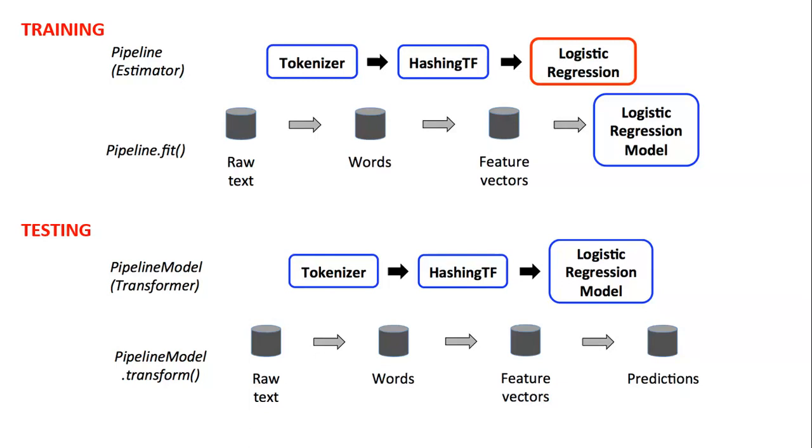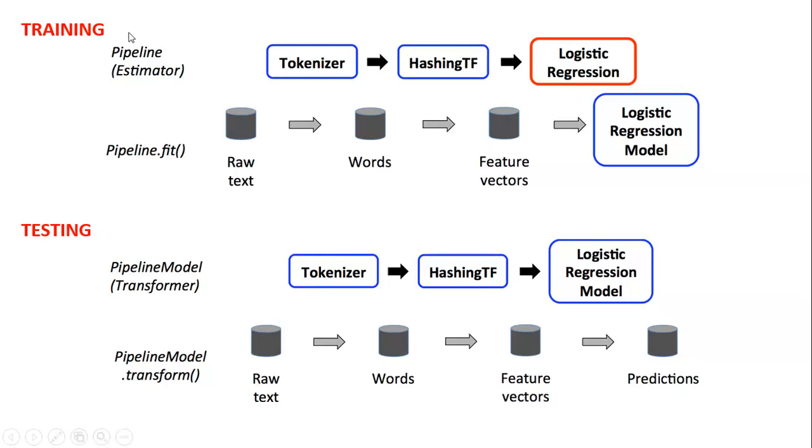Okay, and once you do that, you do pipeline.fit and you feed the data, and it gives you a regression model as the output. Okay, so now for the testing, again you have to do a testing pipeline. Okay, so you pass the data through the same tokenizer, hashing TF, and then what you do is apply the transformed data to the model. Okay, and it gives you the prediction. So here you say pipeline model transform, and it gives you prediction.